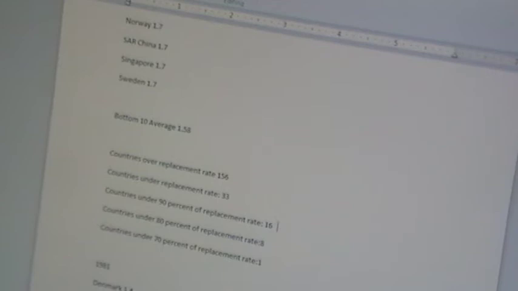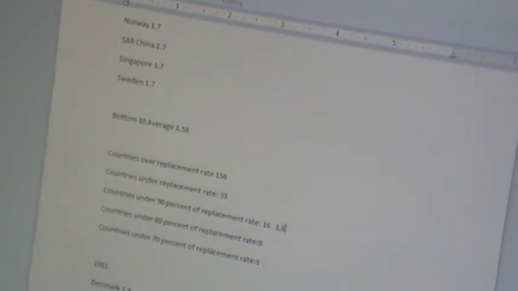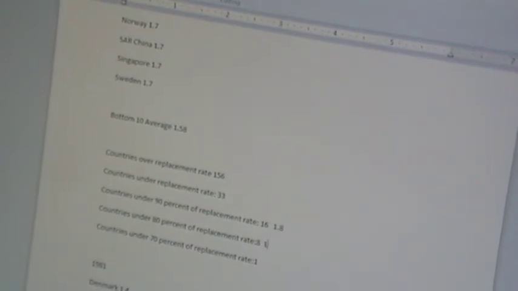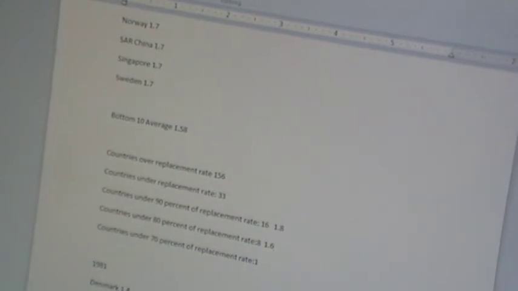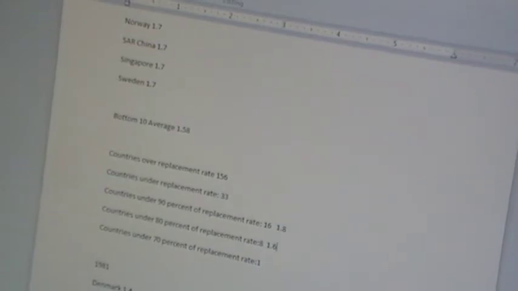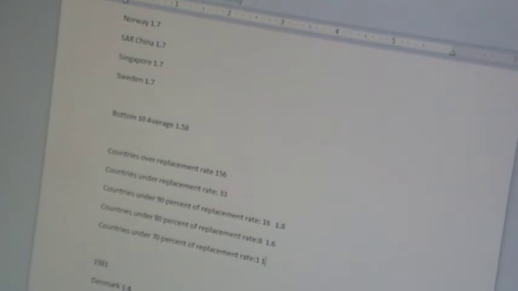And here, for countries under 90%, it's basically 1.8 is what I said. Anything 1.8 or lower is countries under 90% of replacement rate. For countries under 80%, it's 1.6, because 1.8 is 90% of 2 and 1.6 is 80% of 2. And remember, the replacement rate is 2.1. And countries under 70% of replacement rate, well, that was 1.4 or less.